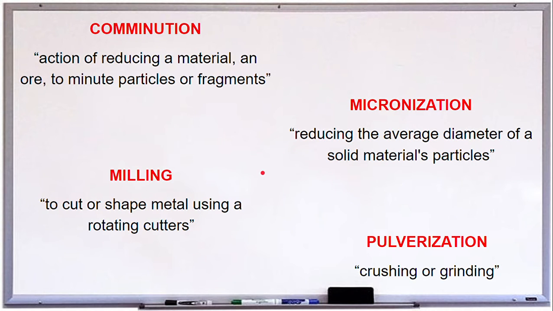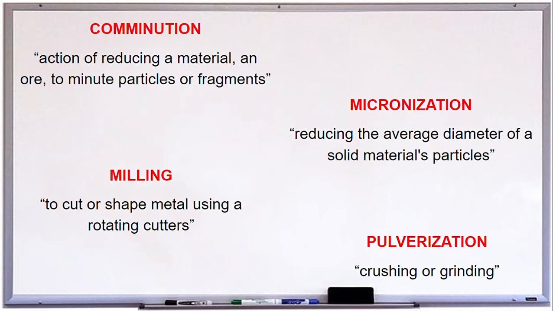Size reduction can be defined by different terms having different terminology. The first one is called comminution. It is the action of reducing a material or an ore to minute particles or fragments. It means we are trying to reduce the material to minute particles, fragments or pieces. It is known as comminution.